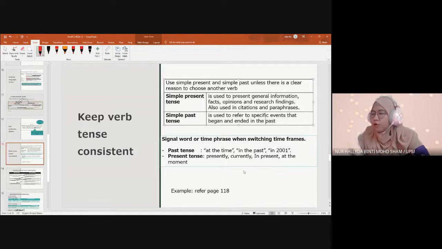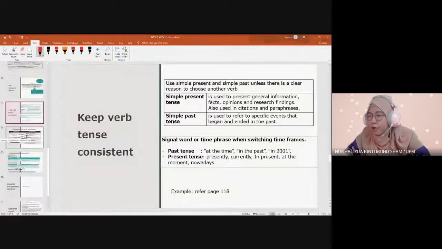Okay, so use signal word or time phrase when switching time frames. For example, past tense, you have the words like at the time, in the past, or specific year, in 2001. Present tense, sekarang, you can use presently, currently, in the present, at the moment, or yang paling popular yang semua orang minat, nowadays. Sikit-sikit nowadays, sikit-sikit nowadays, right? So sebenarnya ada lagi perkataan lain like presently, currently, in present, at the moment. Okay, so vary your vocabulary. Move on from nowadays. Jangan dah lah guna nowadays tu.